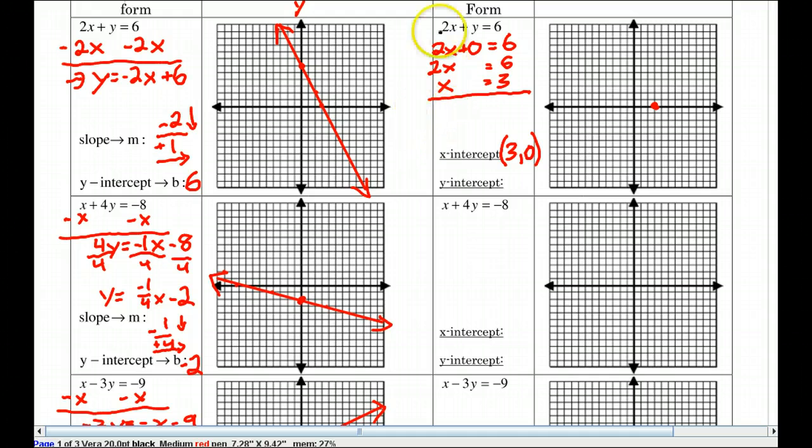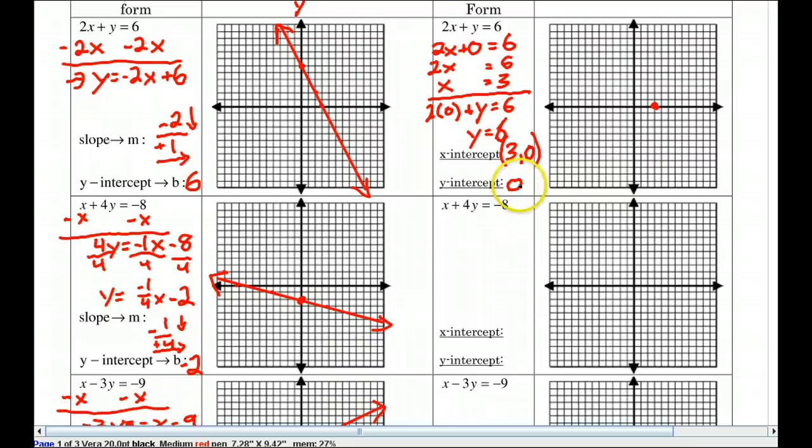And then the y-intercept is kind of the same. You put in 0 for x. You just take turns putting in 0 for the variables. So we have 2 times 0 plus y equals 6. Well, 2 times 0 is just 0, and 0 plus y is just y. So it's just y equals 6. So this is 0, comma 6.